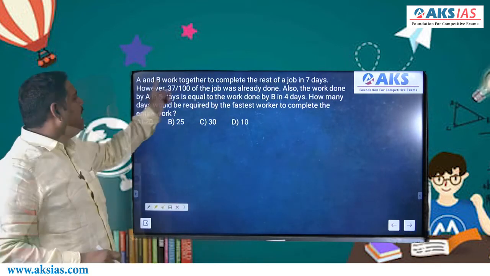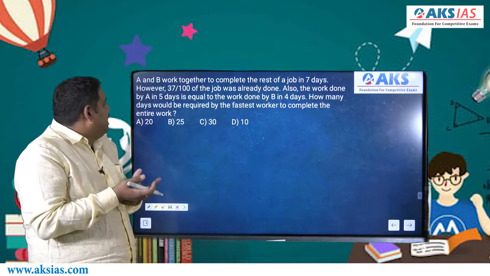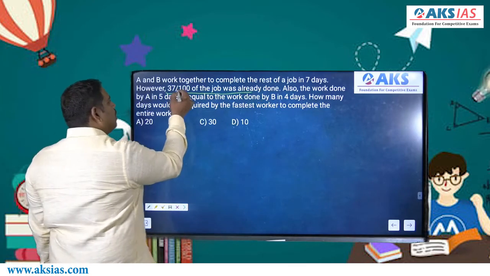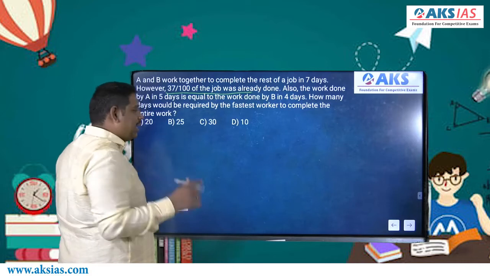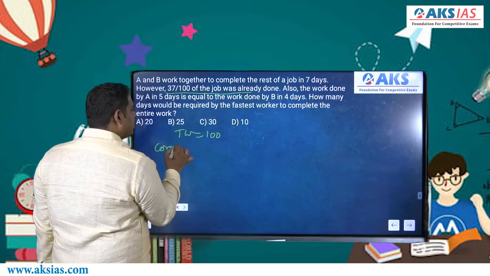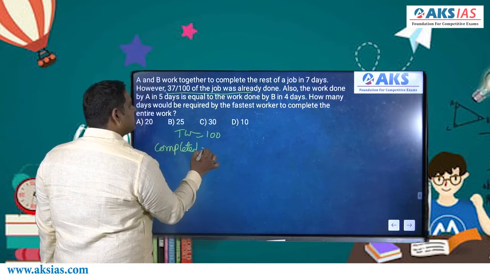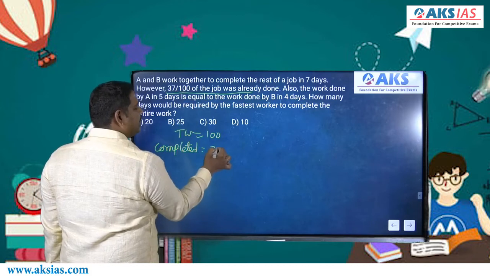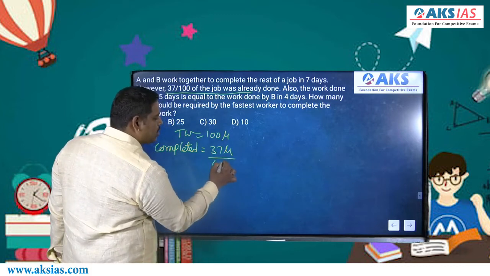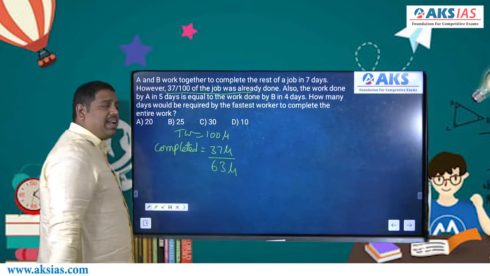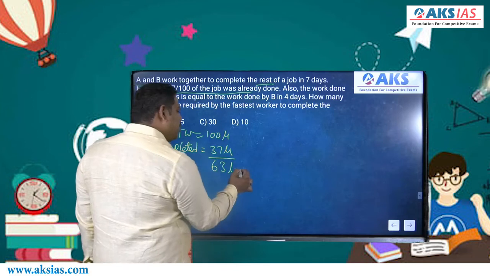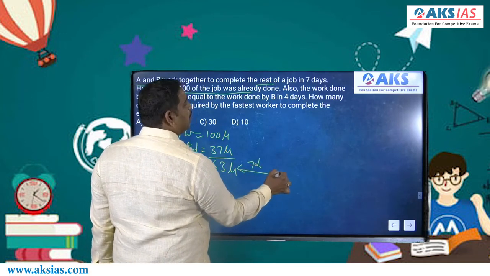A and B work together to complete the rest of a job in 7 days. However, 37 by 100th of the job was already done. So 37 by 100 of the job is already completed. That means total work is 100 units, and the completed part is 37 units. So the remaining is 63 units. This remaining is done by A and B together in 7 days.